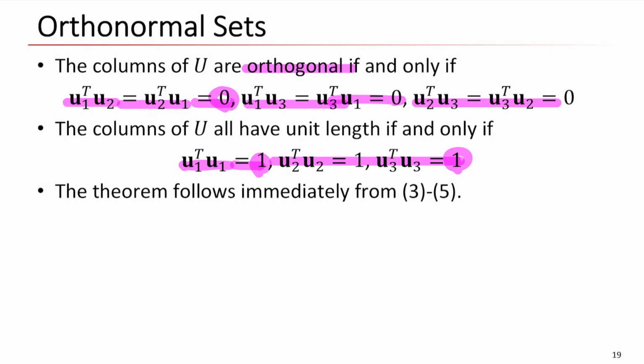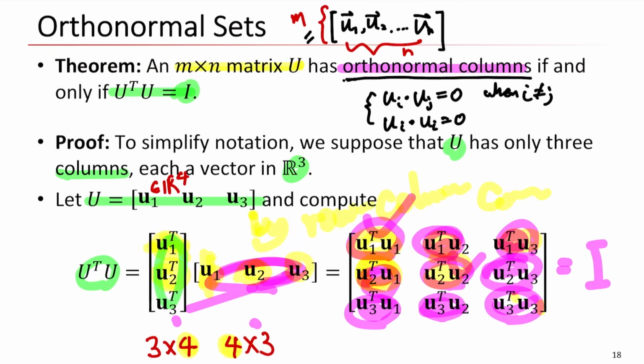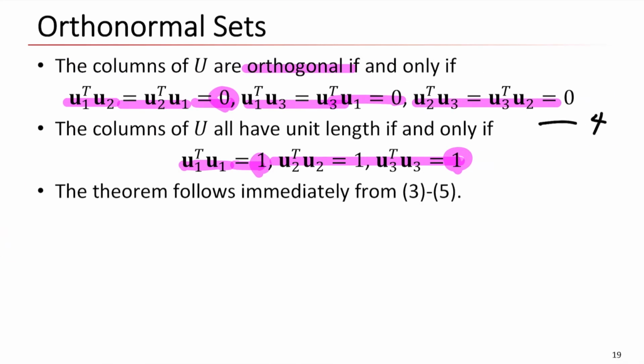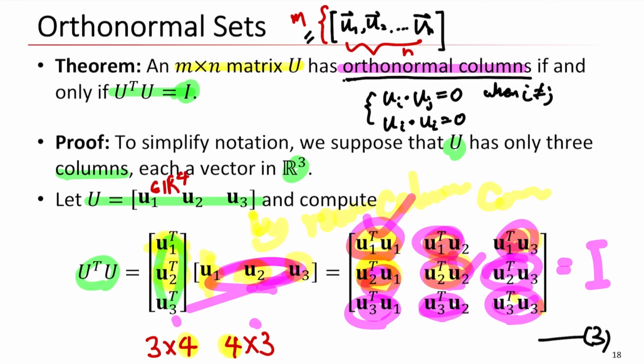So the theorem follows immediately from equations 3, 4, 5. Okay. So by definition, if U transpose U is equal to the identity matrix, then the column vectors of the matrix U are orthonormal column vectors. Okay. So this is the theorem for the orthonormal set.